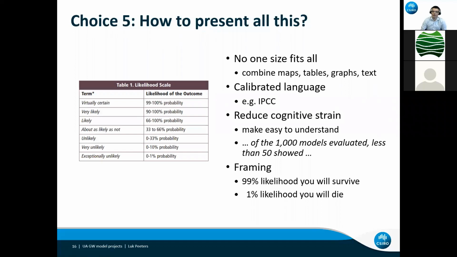A final thing I'll touch upon in communication is the importance of framing. This is not a groundwater model example, but let's say you go to the doctor and he tells you we're going to do an operation on you and there's a 99% likelihood you will survive. You'll take that message very differently than if the same doctor tells you there's a 1% likelihood you will die. That difference in framing, although statistically it's exactly the same, makes all the difference. So if you want to present your results in an unbiased way, you have to make sure that you alternate between those two and that you give them equal weight in how you describe your results.